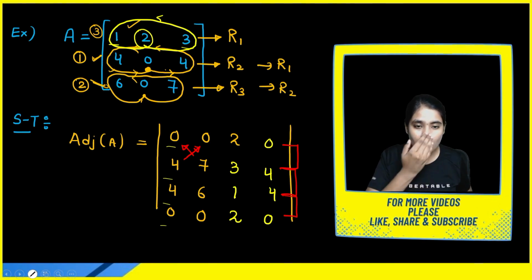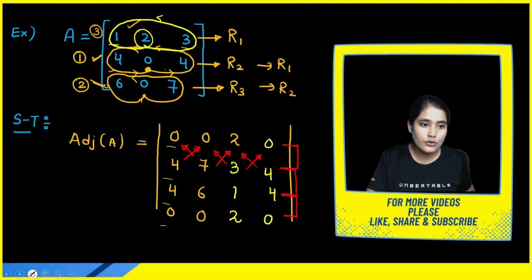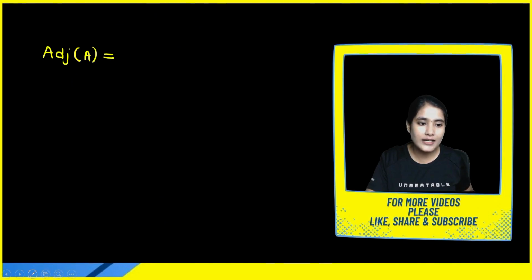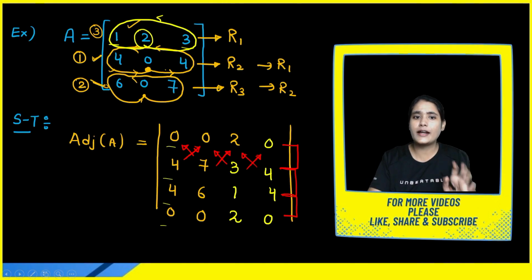Try to understand what I am going to do. I will consider first 2 rows and I will do the cross multiplication. 7 into 0, 0, minus 4 into 0, 0. So first element is 0. Directly you will get the value of adjoint. No need to find cofactor.